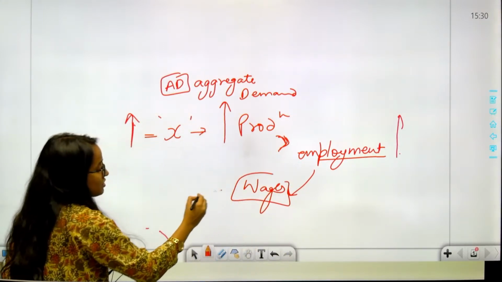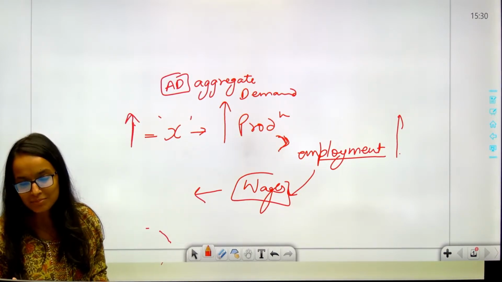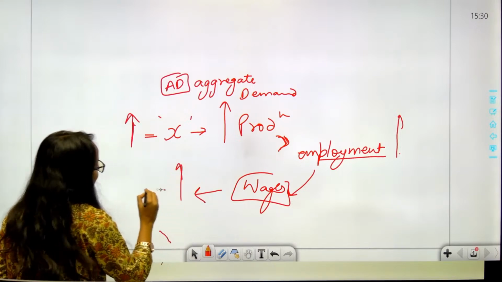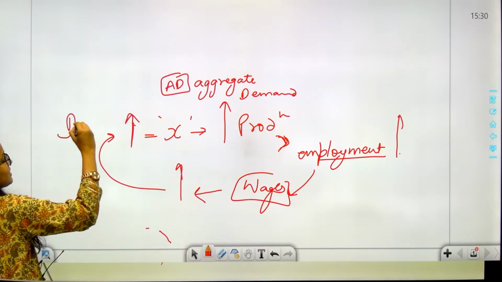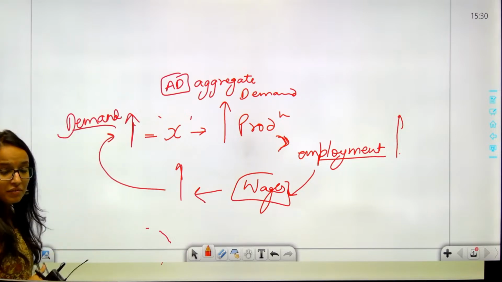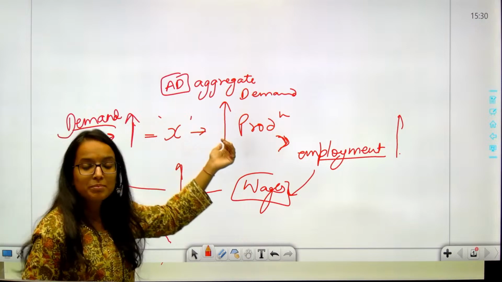If there are wages, they'll be able to demand. If there is no income, you will not be able to demand anything, right? So wages increase, so again the demand increases, and the cycle goes on and on. Now, if the opposite happens, that demand is less, so production will be less.